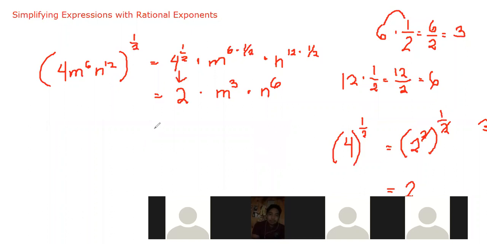Then, pagkatapos yan, pag-combine na lang natin. 2, m, 3, and 6. Okay? So, iyan na yung ating final answer. Same ba? Okay. 2m cubed, then n raised to 6.